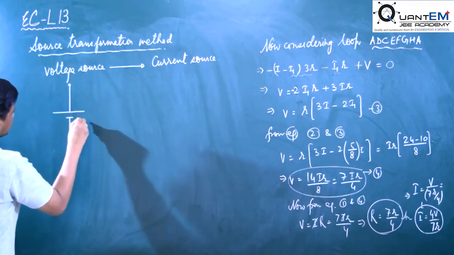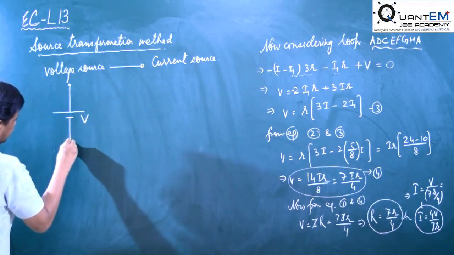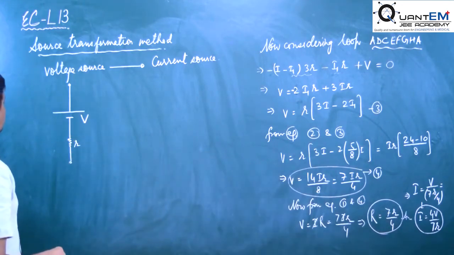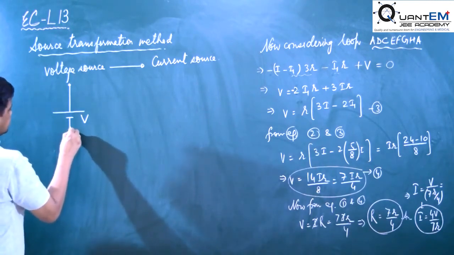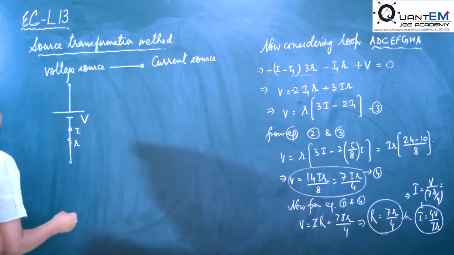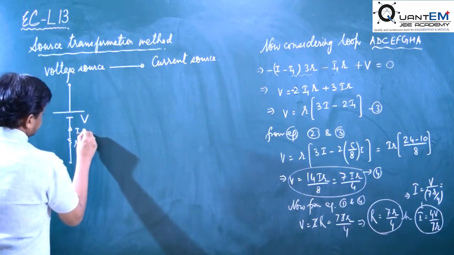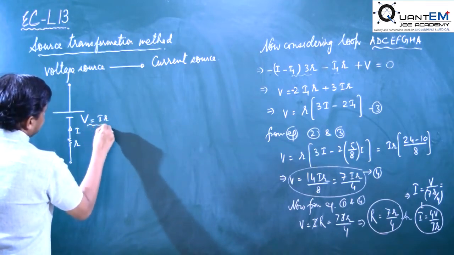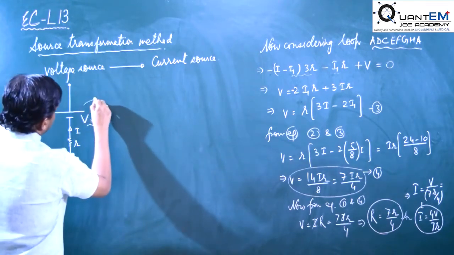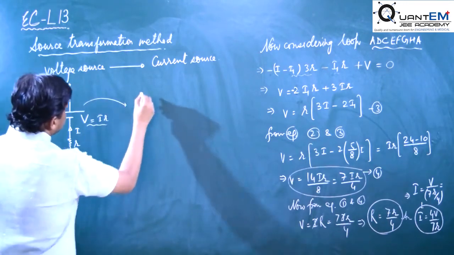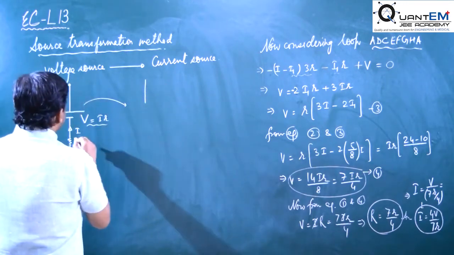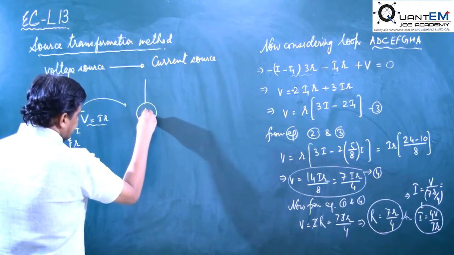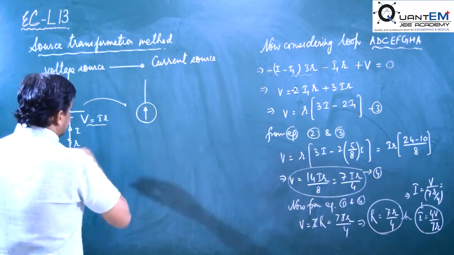Okay, suppose this one is a voltage source V and the internal resistance of this source is R. Then what is the current flowing through this arm? This current is I, and V this time is equal to IR. Okay, now we convert this voltage source into the current source. Current is flowing in the upward direction. That is the sign for a current source.